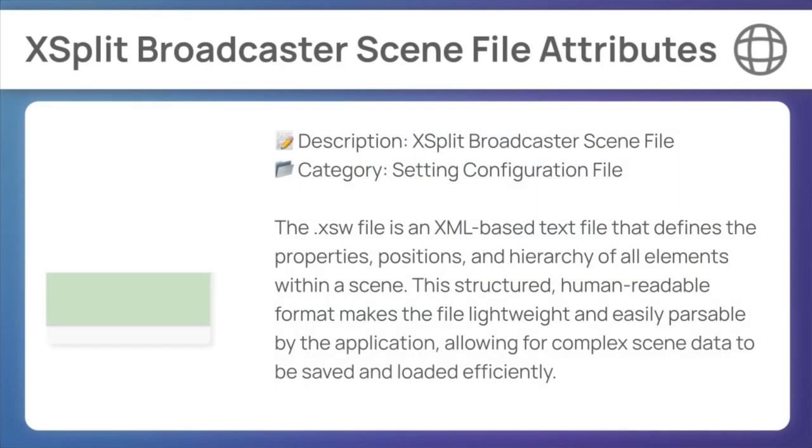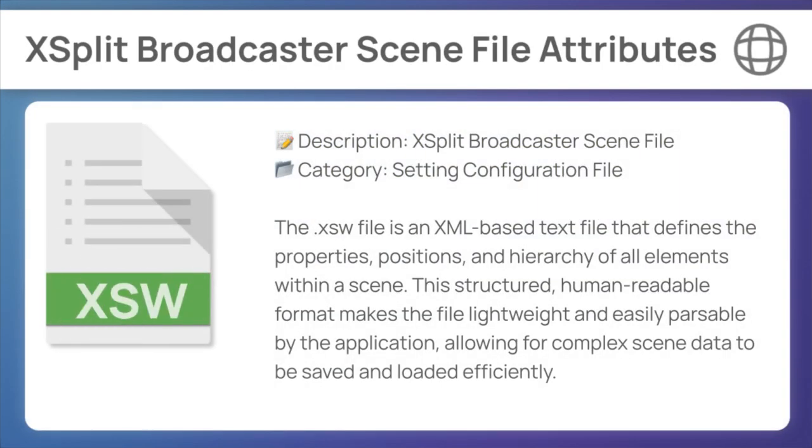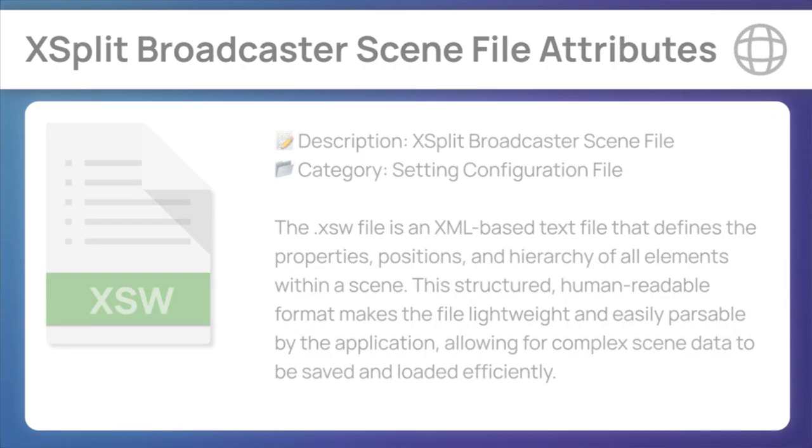The XSW file is an XML-based text file that defines the properties, positions, and hierarchy of all elements within a scene. This structured, human-readable format makes the file lightweight and easily parsable by the application, allowing for complex scene data to be saved and loaded efficiently.